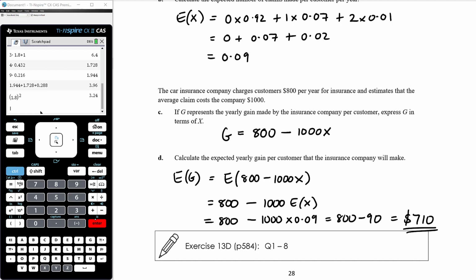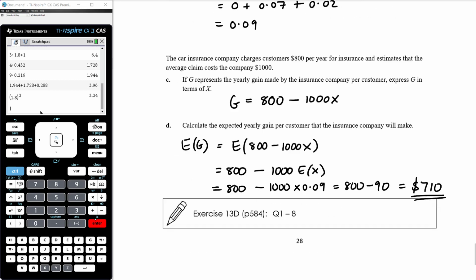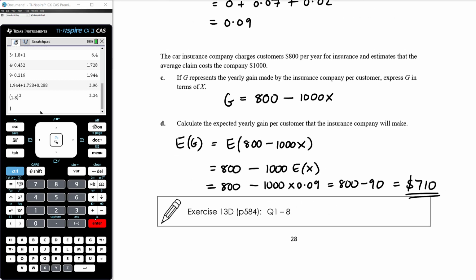So this is a very simplified example, but these are the sorts of calculations, risk and expected gain, expected loss, and expected number of accidents, etc., that are happening in the ideas of risk management and insurance. Okay, so the work today is from exercise 13D, practicing expected value and median measures of centre for a discrete probability distribution.